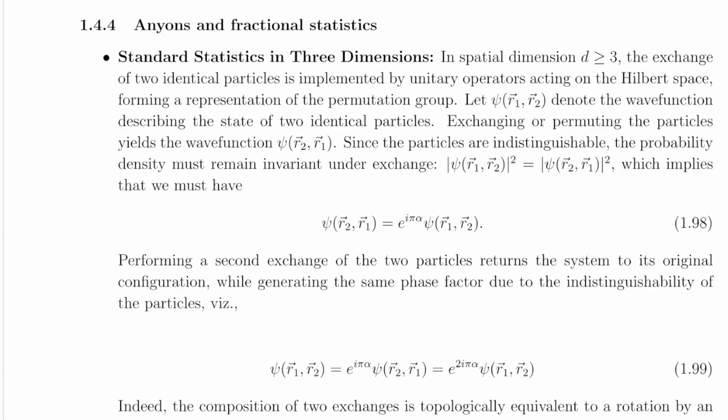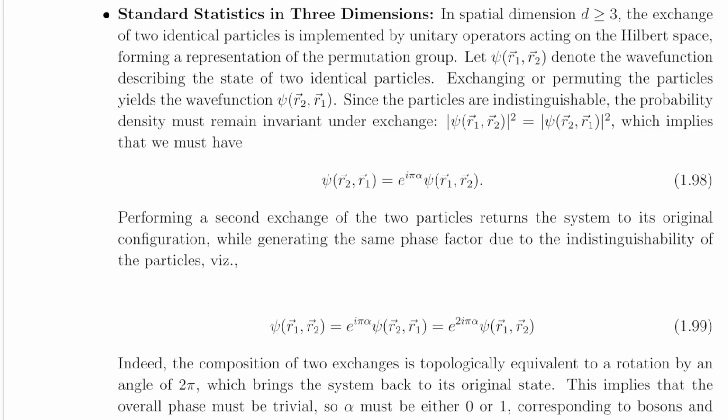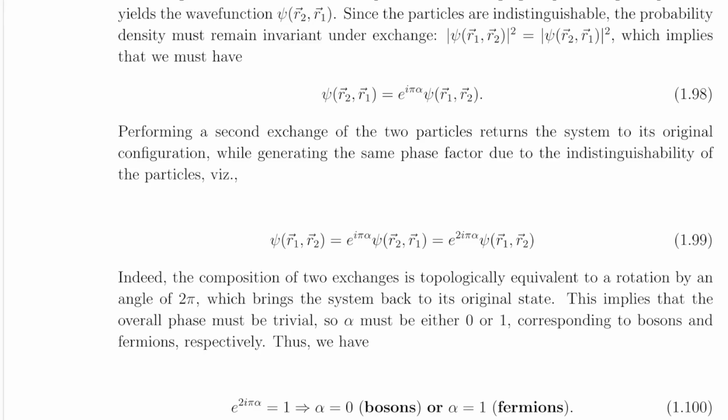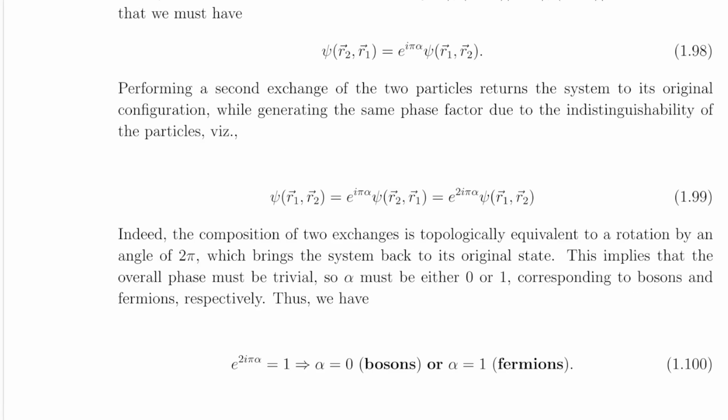Anyons and the birth of fractional statistics. In most of physics, particles fall into just two categories, bosons and fermions. This distinction is rooted in the topology of three-dimensional space, where exchanging two identical particles either leaves the wave function unchanged or flips its sign. These are the only options because exchanging particles twice is topologically trivial. It's equivalent to doing nothing.